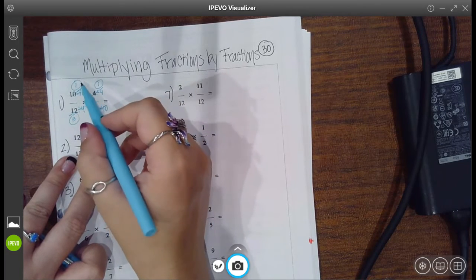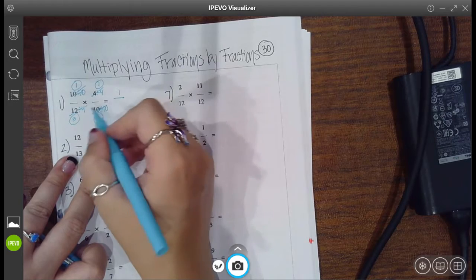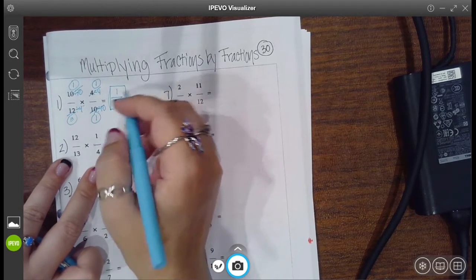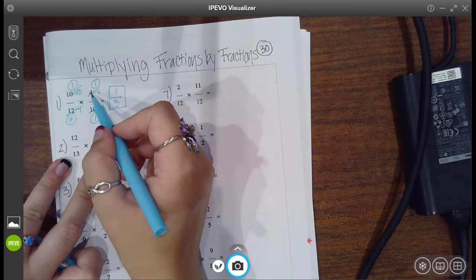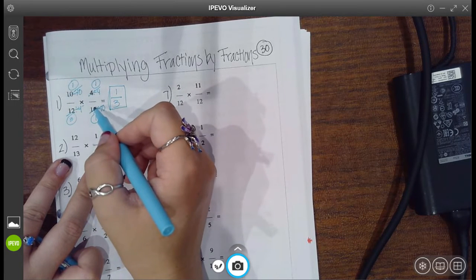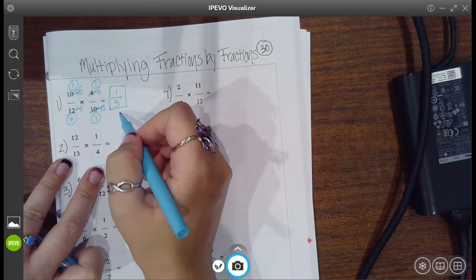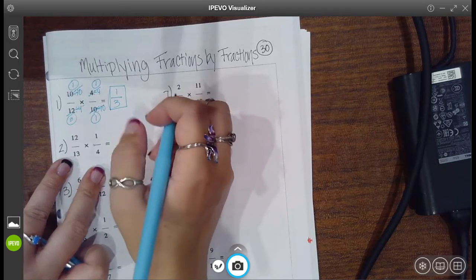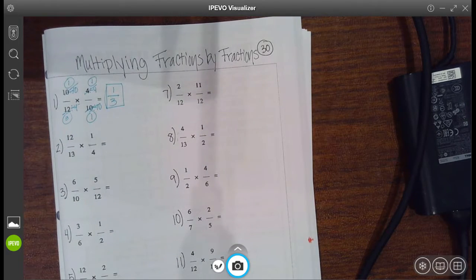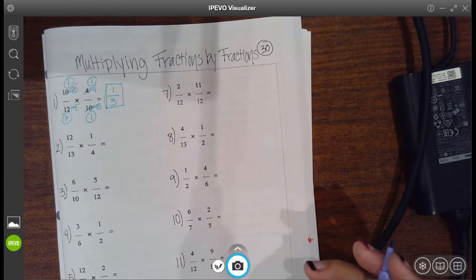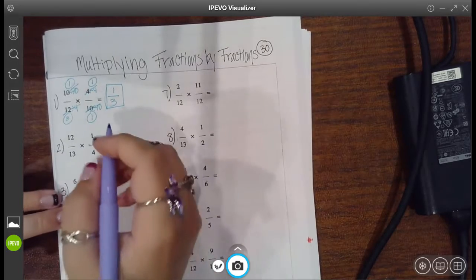Now when you multiply across, you have 1 times 1, which is 1, and 3 times 1, which is 3. So that is, if you started with 10 times 4 is 40, and 12 times 10 is 120. So 40 over 120 is equivalent to 1/3. 1/3 is just that same fraction in simplest form. So cross-canceling makes it a lot easier to get to simplest form faster. But again, 40 over 120 is still equivalent to 1/3. Okay.